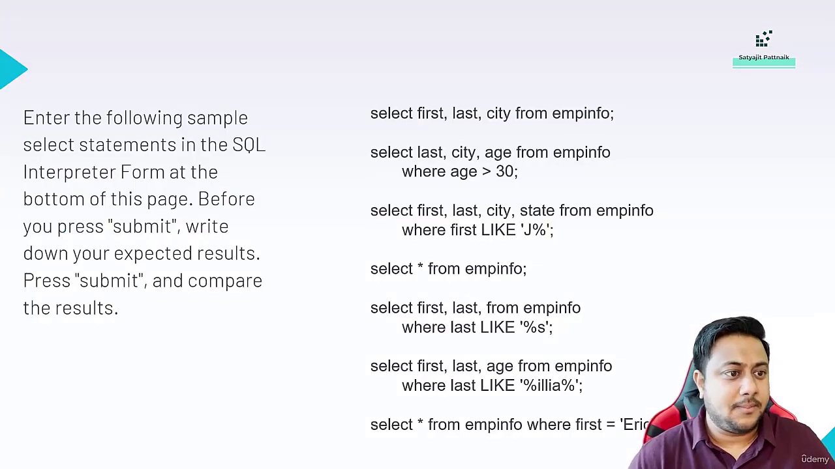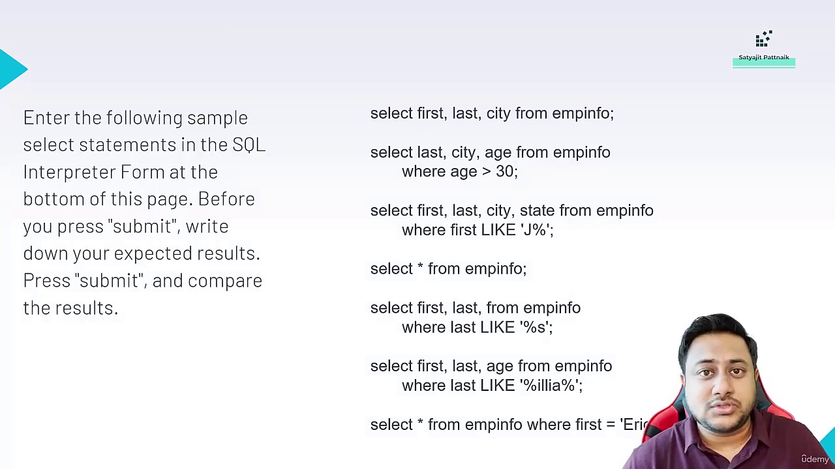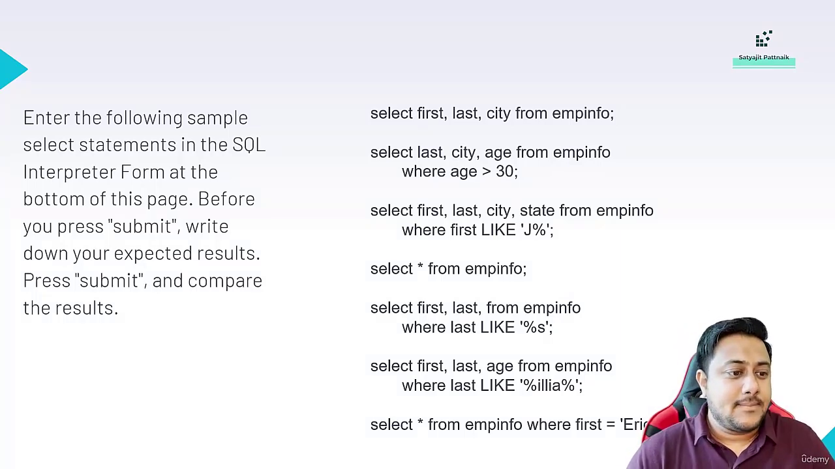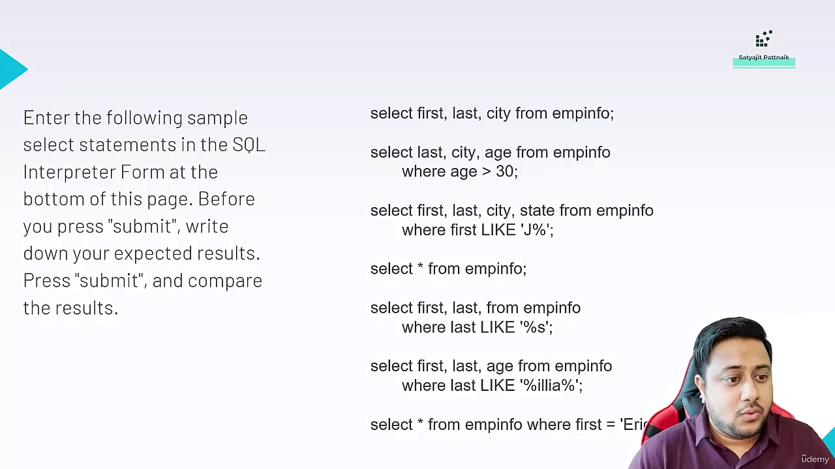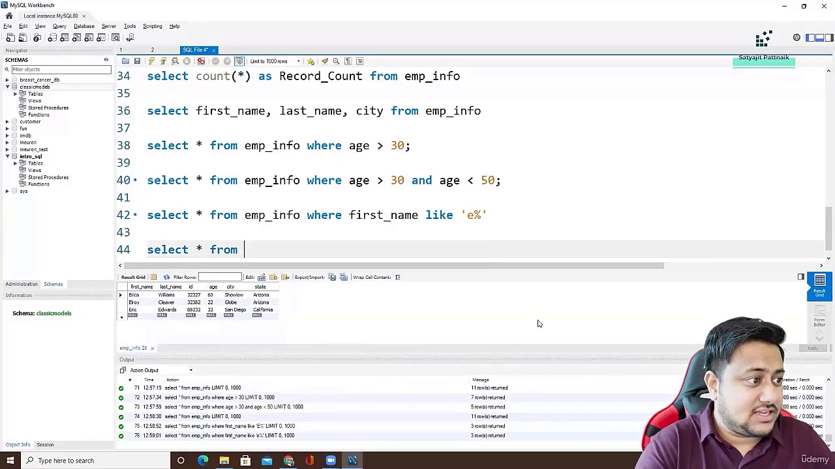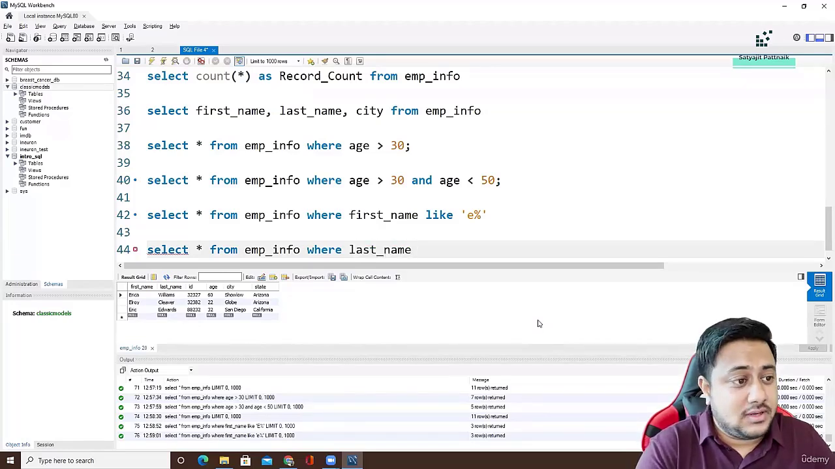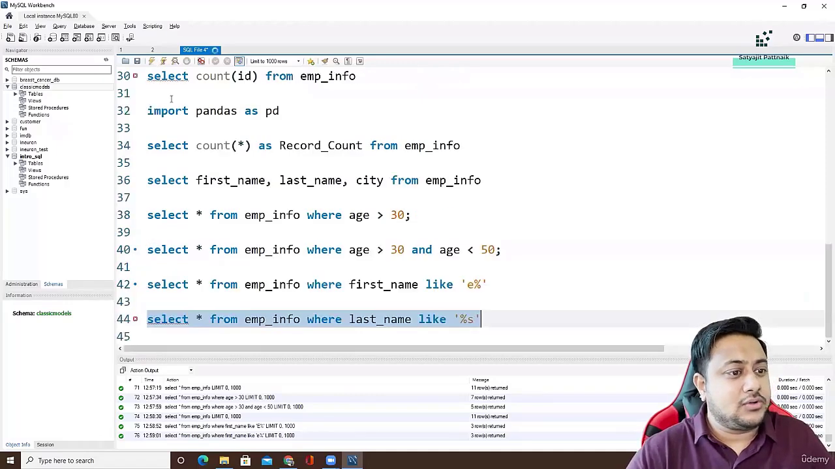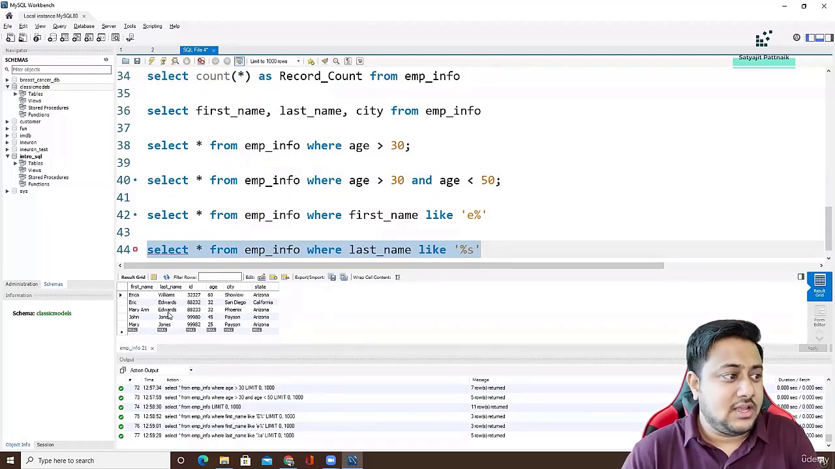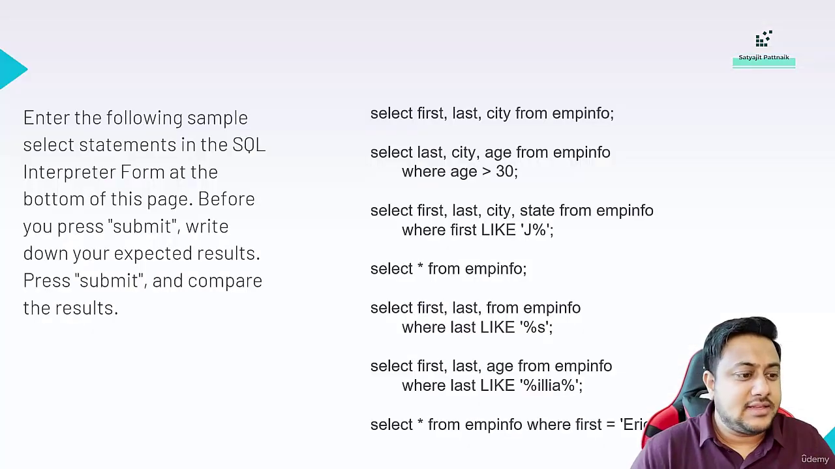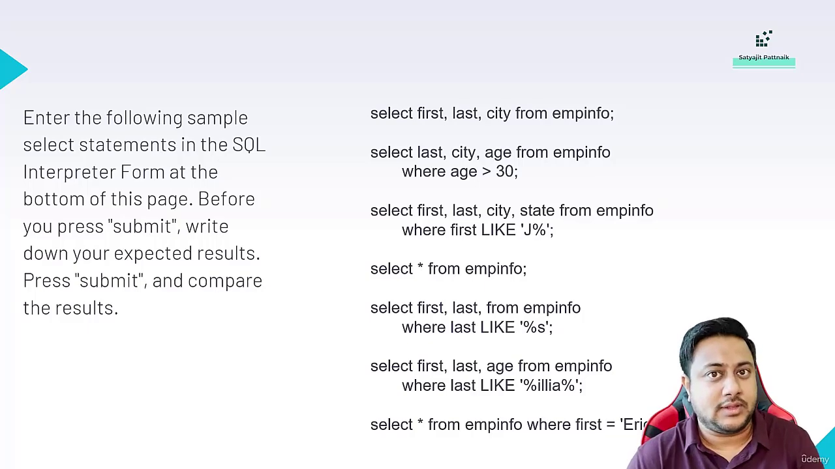This is also possible. Where customer whose name starts with J, or the name of the customer whose name ends with S. Select star from EMP info where name ends with S. That means we don't care about the first few letters of the last name, but the last name has to end with S. So these are all the names: Williams, Edwards, Johns, right? And this is how you can just practice around and play around with it.